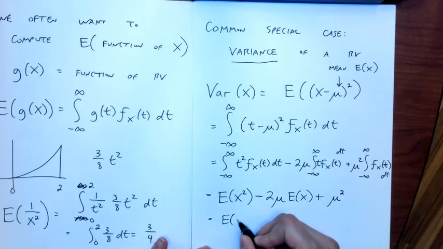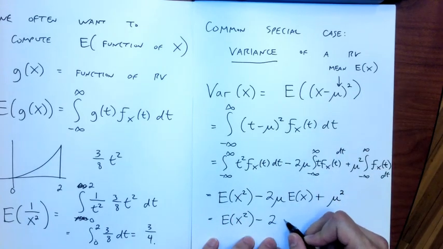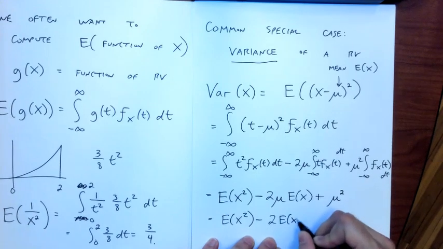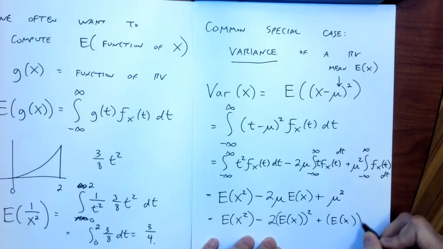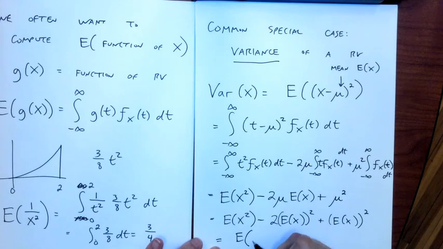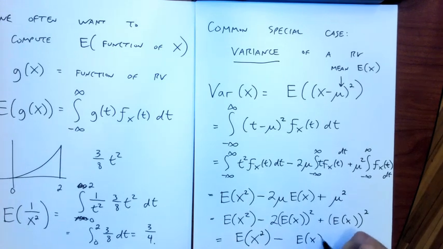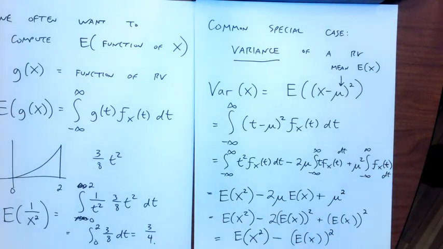And remember that mu is itself E of x, right? So I'm just going to substitute in what I mean by mu. And what I get at the end is the expected value of x squared minus the mean squared, which we already knew about from discrete random variables, right? This is not a new definition, just remembering how it works.